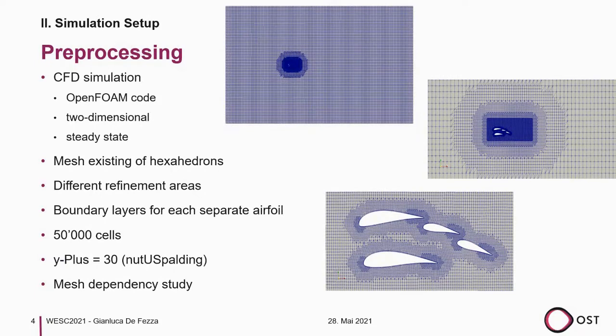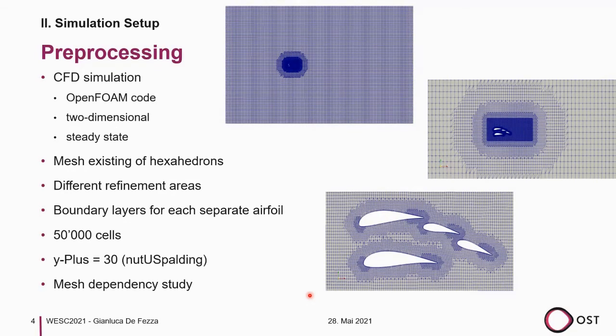Now I come to the simulation setup. As I said, the analysis was done using a steady-state 2D simulation using the CFD code OpenFOAM. The mesh consists of 50,000 cells built by hexahedrons. The area around the airfoils was refined, and additionally, boundary layers were used to increase the accuracy at the wall regions. That gave a y plus value of around 30 with a Spalding wall function.